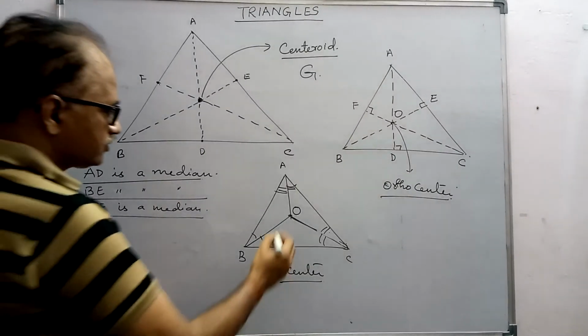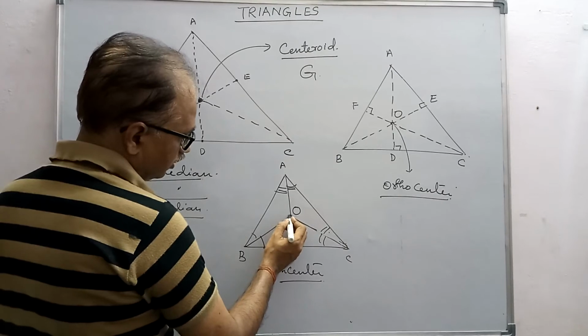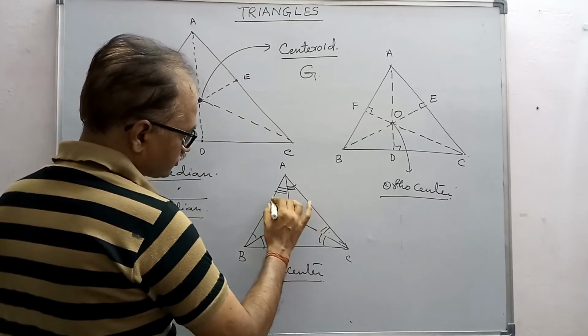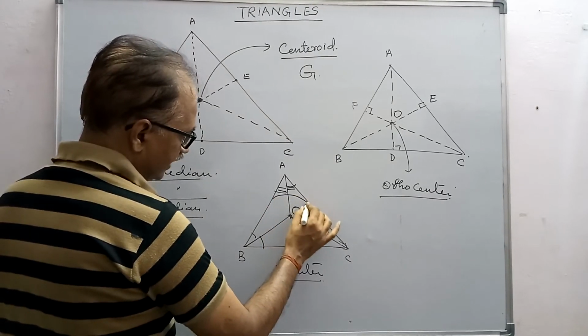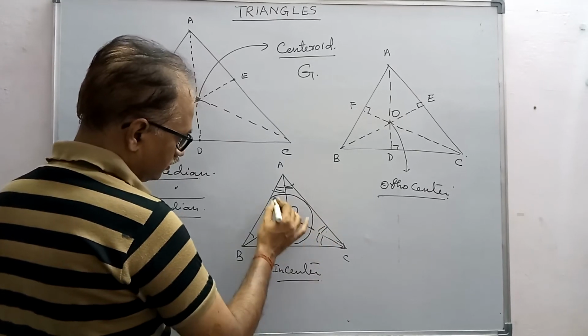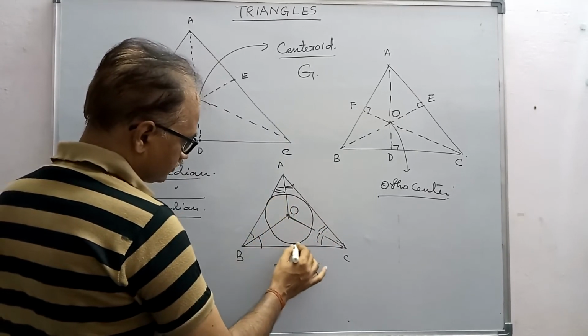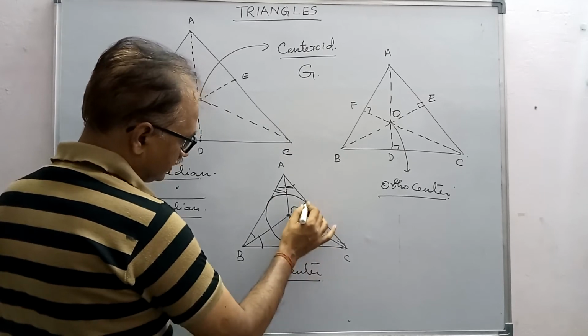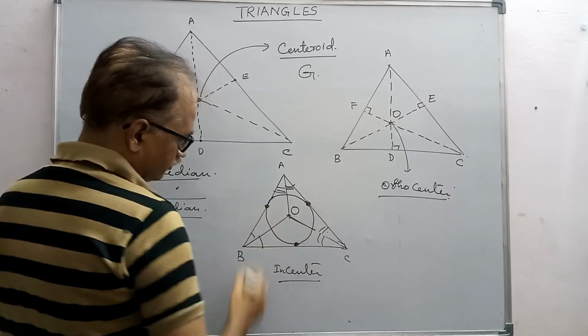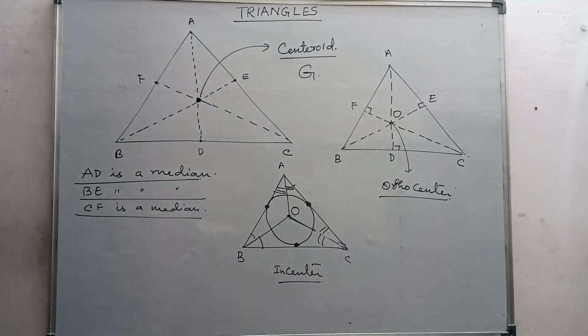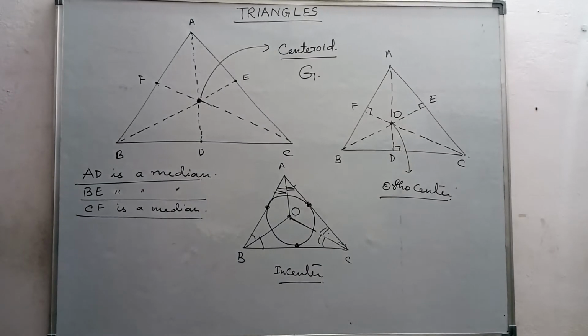Incenter means that this is the center of the circle which can be drawn inside the triangle, and it will be touching all the three sides of this triangle. This is called the incenter of the triangle. Okay.